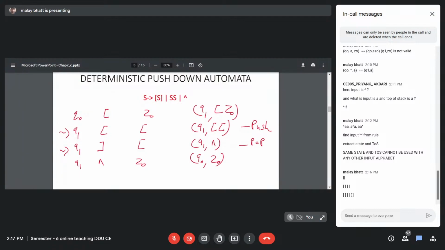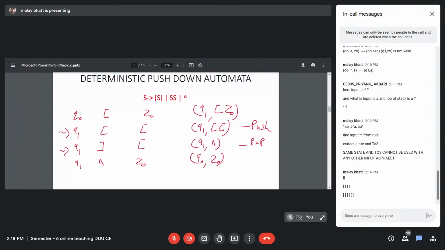After that, we have a recursive step where Q1 will push any number of opening brackets which we receive. It is a recursive step: Q1, opening bracket, and we push the opening bracket on the stack, so it is Q1 and double opening bracket. And when the closing bracket is encountered, we'll match it with the opening bracket and pop it. So it is Q1, closing bracket, opening bracket, giving Q1 null.